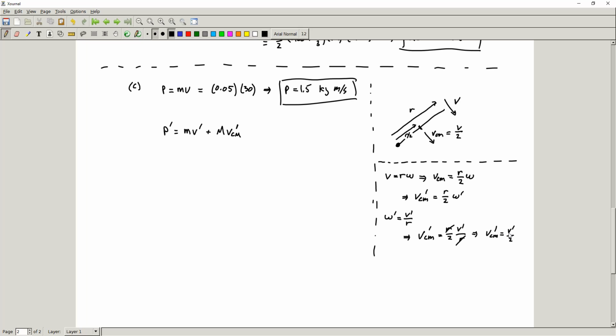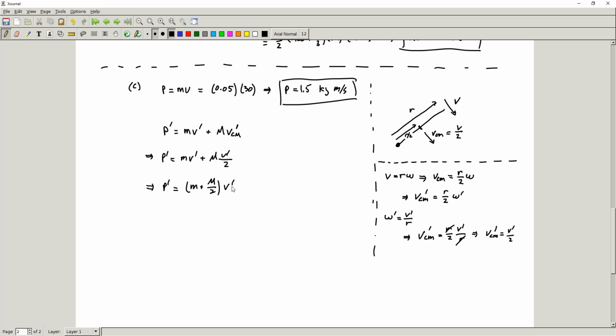Let's substitute in VCM prime for v prime over 2, and we end up with p prime is equal to m v prime plus capital M v prime over 2, right? Okay, so we can now simplify this a little bit. We can clean this up. So we're going to end up with p prime is equal to, I'm going to factor out our v prime, m plus capital M over 2 times v prime.